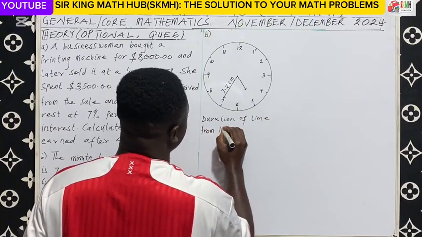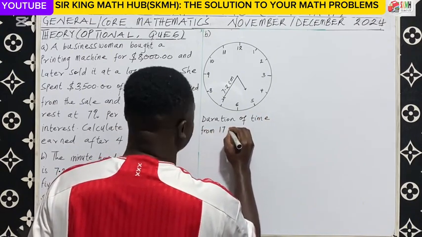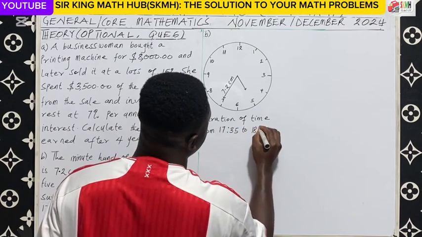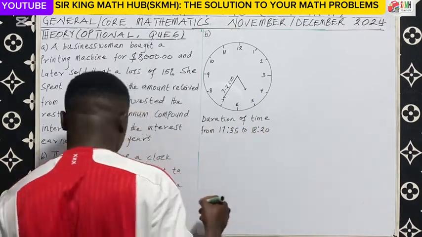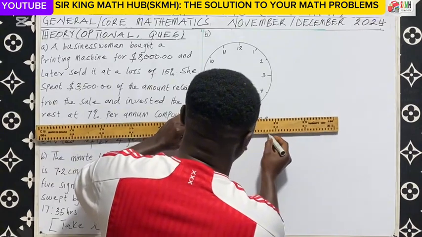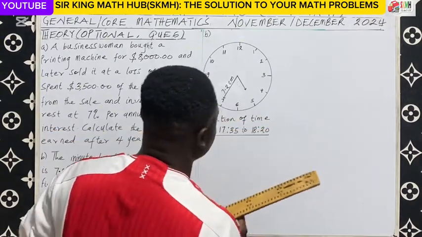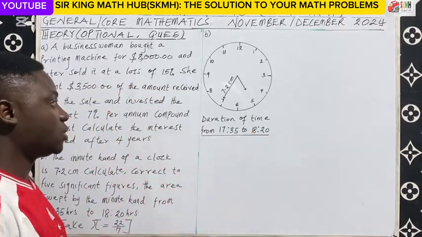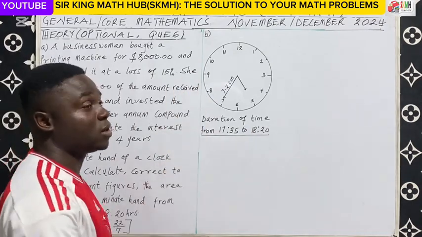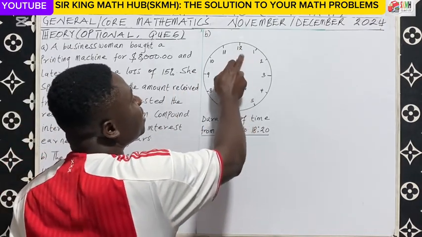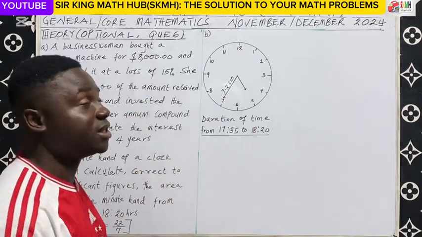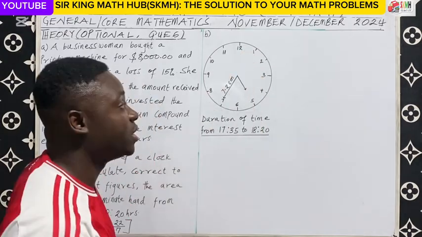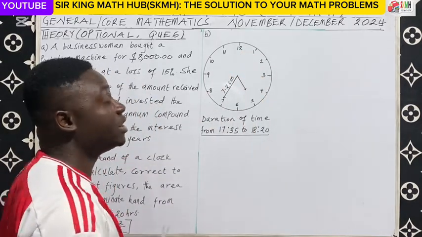So from 1735 to 1820, can you guess the answer? Can you drop the answer? We can do that. We know that on the wall clock, the minutes between each number is 5 minutes. You should know this. From 12 to 1, the number of minutes is 5 minutes. So in between the numbers, there is a range of 5 minutes.